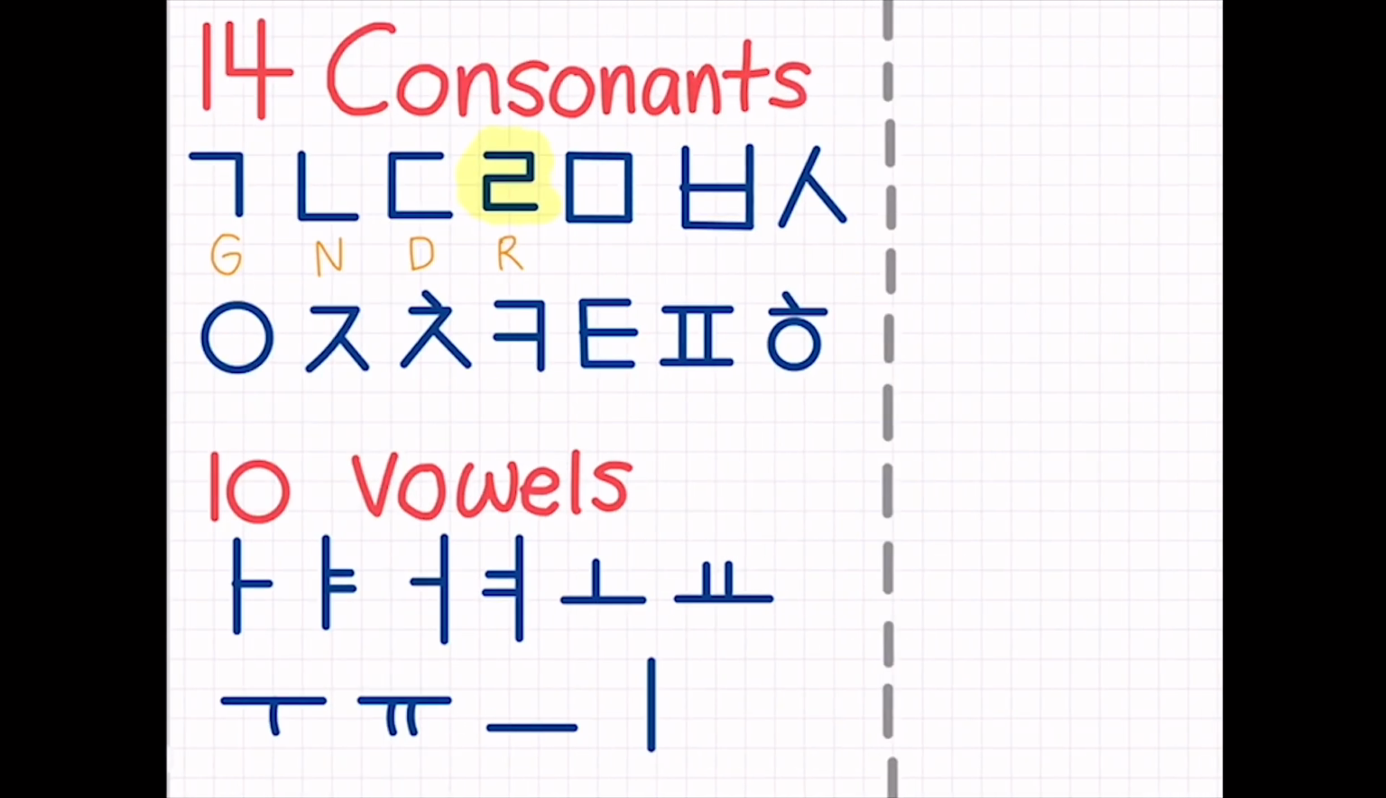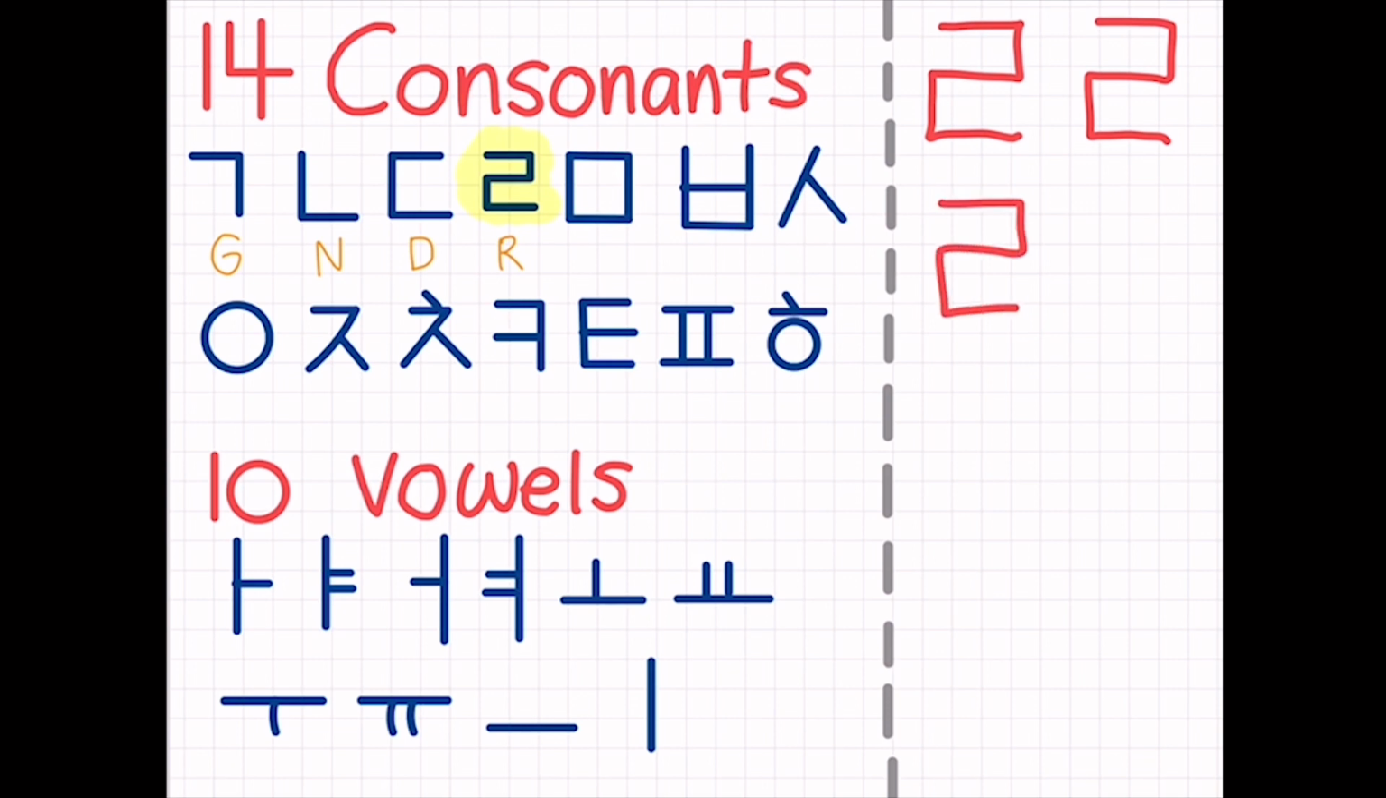Next up, we have r, r. Now, this, I think, is super cute. So, look. Right, down, left, down, right. This is called ri-ul. Ri-ul. Right, down, left, down, right.